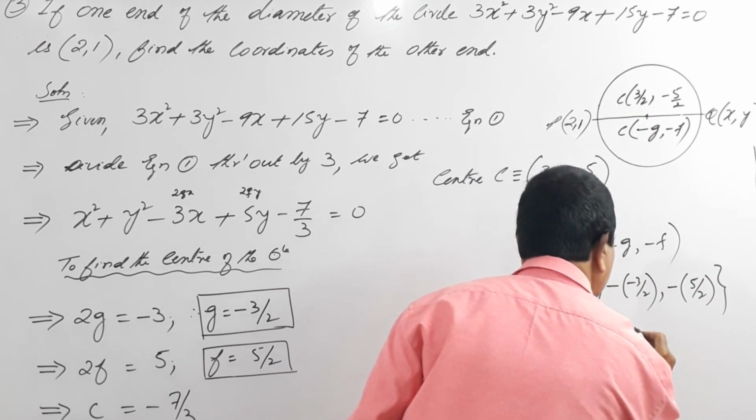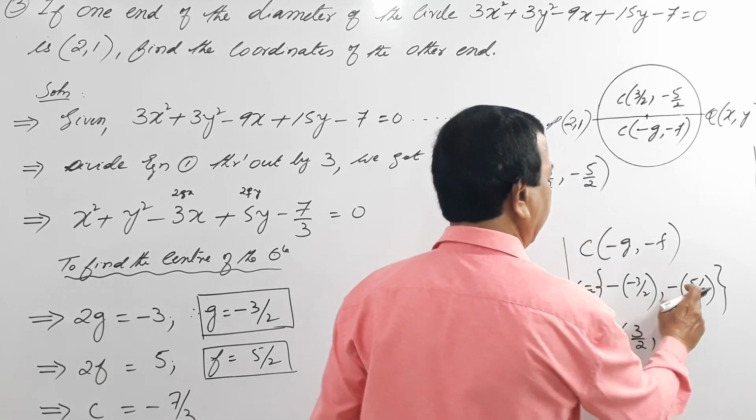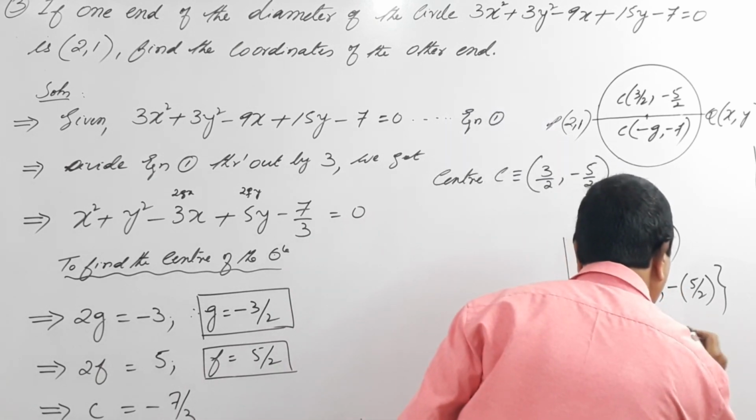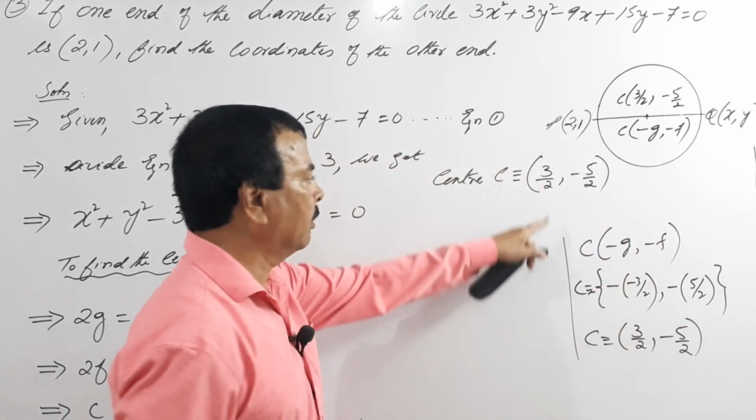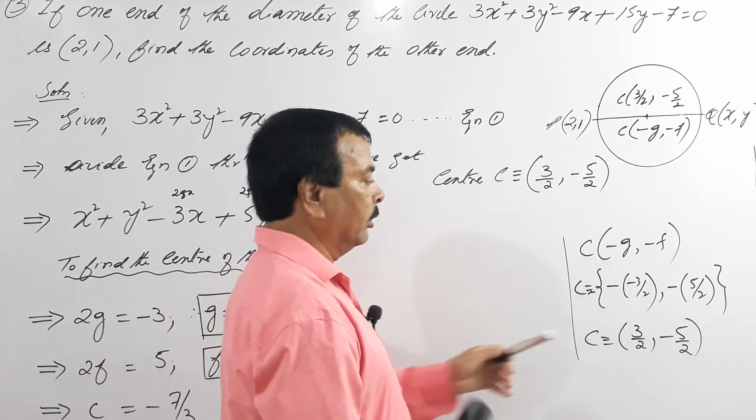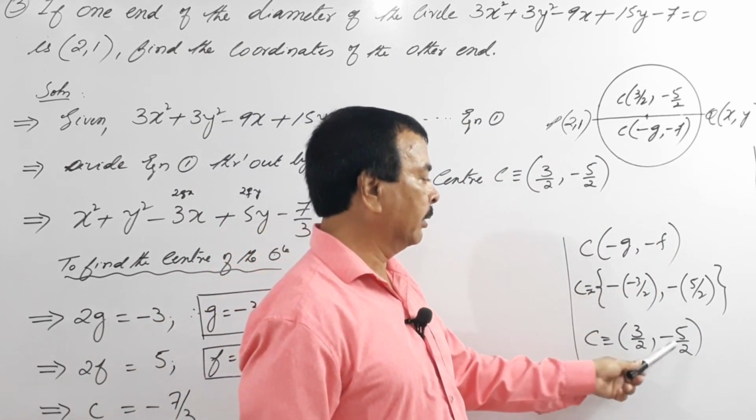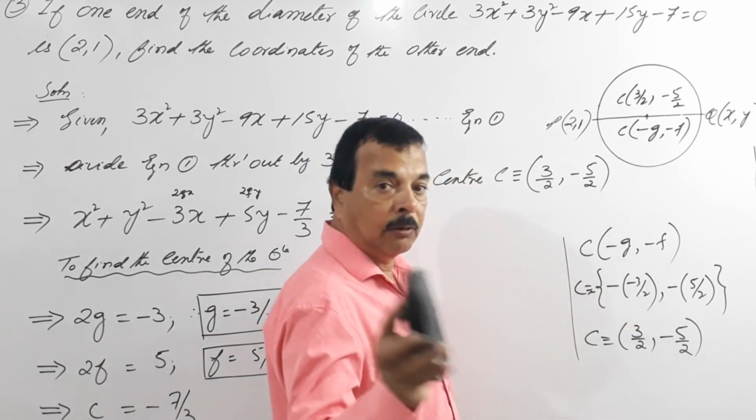Minus into minus, that is plus 3 by 2 comma minus 5 by 2, minus 5 by 2. That's what I have written here. Okay, so understand this. This is very important. Make sure you write this within the bracket, otherwise we will go wrong.